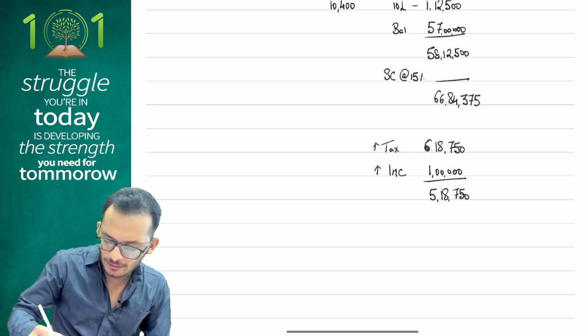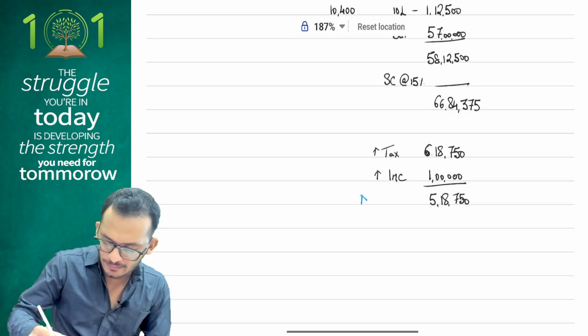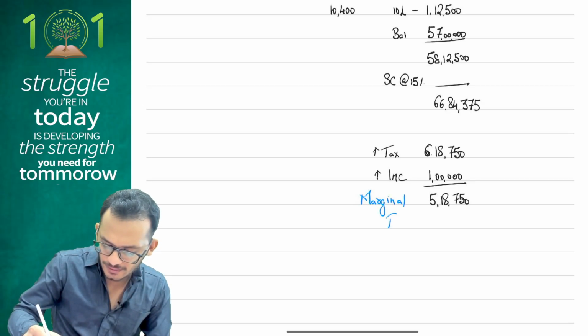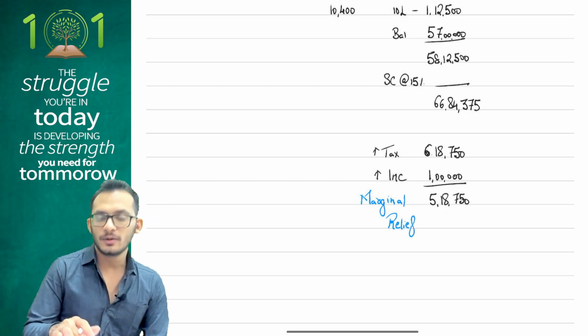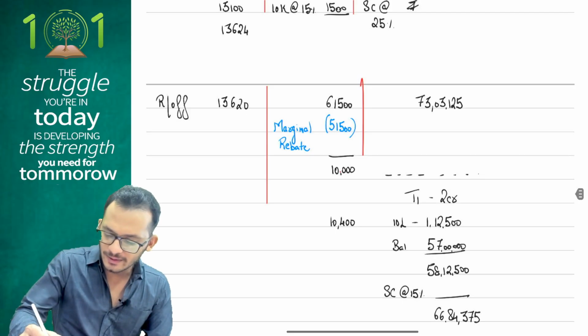18,750, which is what we now call marginal relief. Yes or no? Yes. So this 5,18,750 is what I'm not going to pay, which means this number now hits my top.